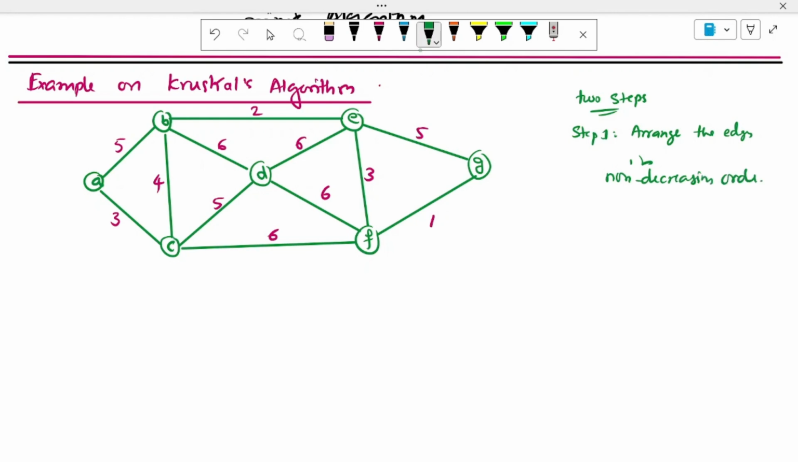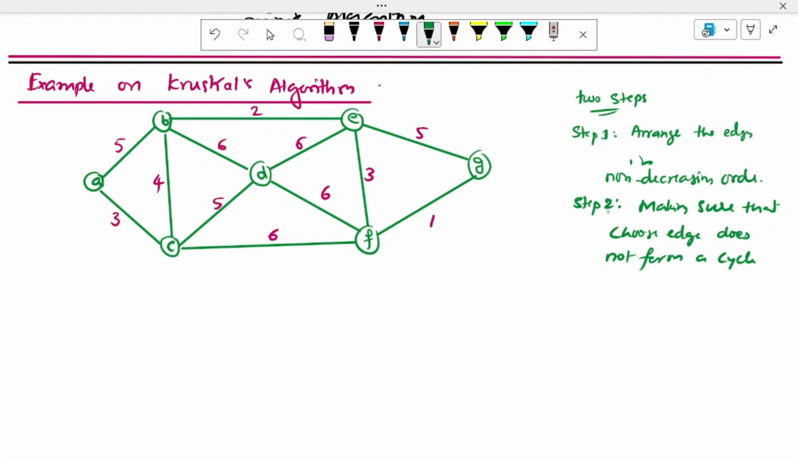Non-decreasing order. There is a slight difference between increasing order and non-decreasing order. Here you are going to arrange the edges in non-decreasing order, and then in step 2, you are going to choose edges one by one, making sure that the chosen edge does not form a cycle. That's all.